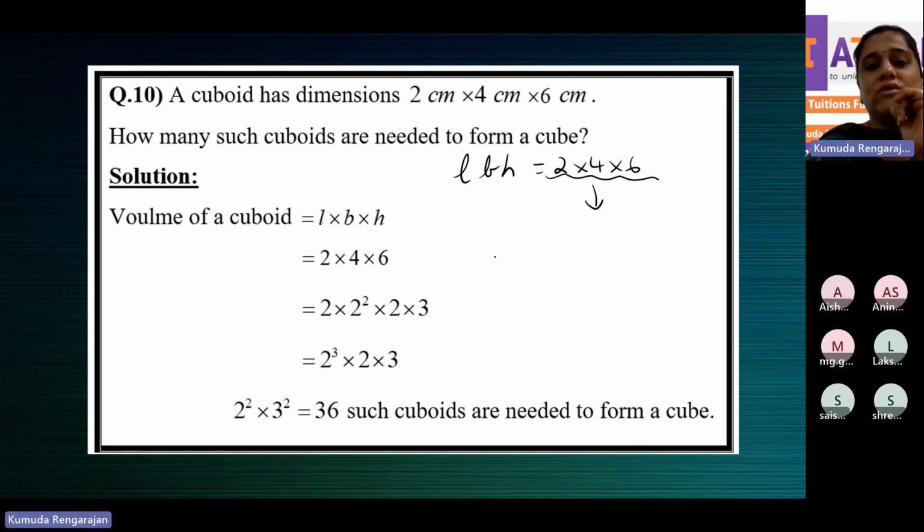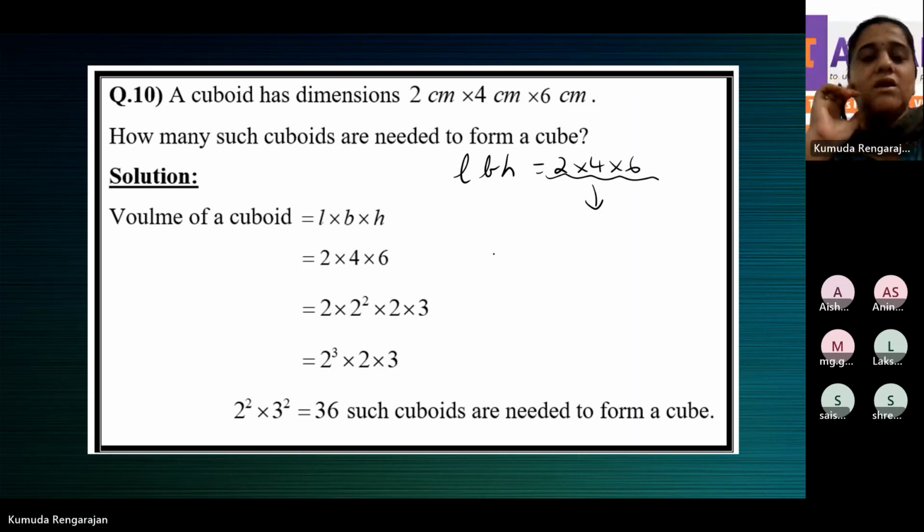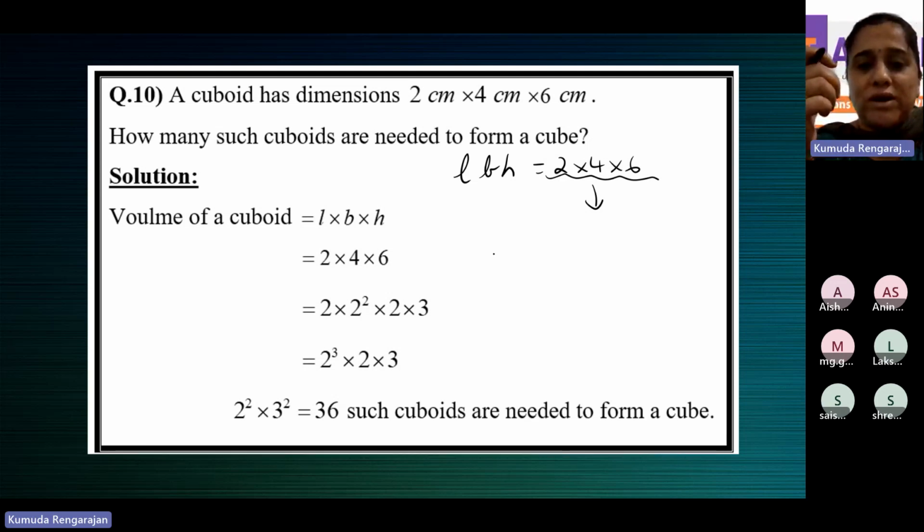No, you should not remove the numbers that don't occur in triples, because the question is how many such cuboids are needed. How many more cuboids, meaning of the same dimensions, are needed to form a cube? And we know that the volume of a cube will be a perfect cube, right? So how many more, meaning all these numbers should occur in triples.